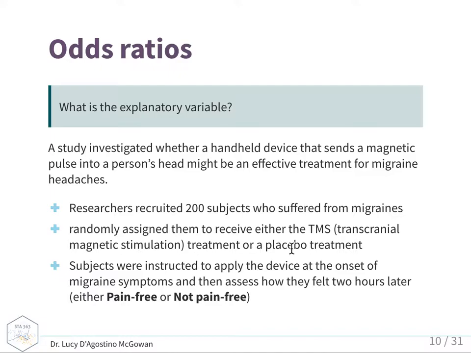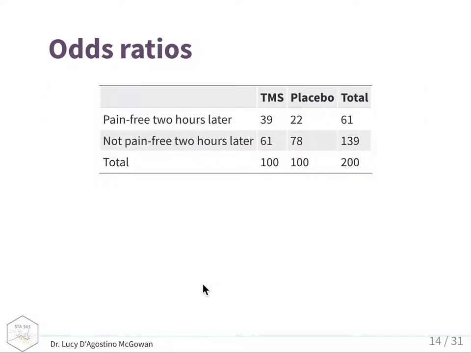It's going to be treatment or placebo. And what type of variable is this? It's going to be binary. It's either going to be a value for treatment or a value for placebo. And then the outcome variable, it's going to be pain-free or not pain-free. And again, this is a binary variable as well.